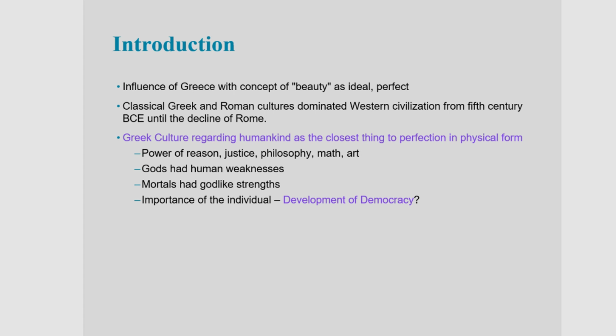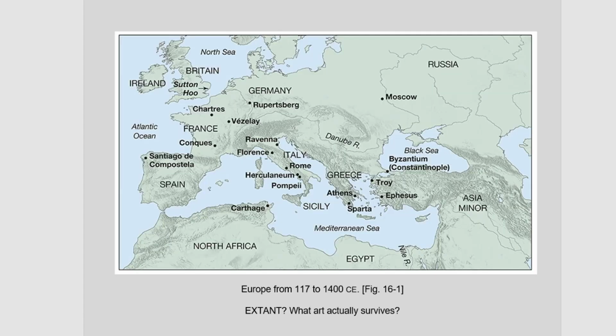They believed that gods had human weaknesses. Zeus came down and was attracted to certain women, etc. That mortals had godlike strengths. They could try to become godlike. And again, the importance of the individual, which of course, as you can imagine, relates to their development of democracy.